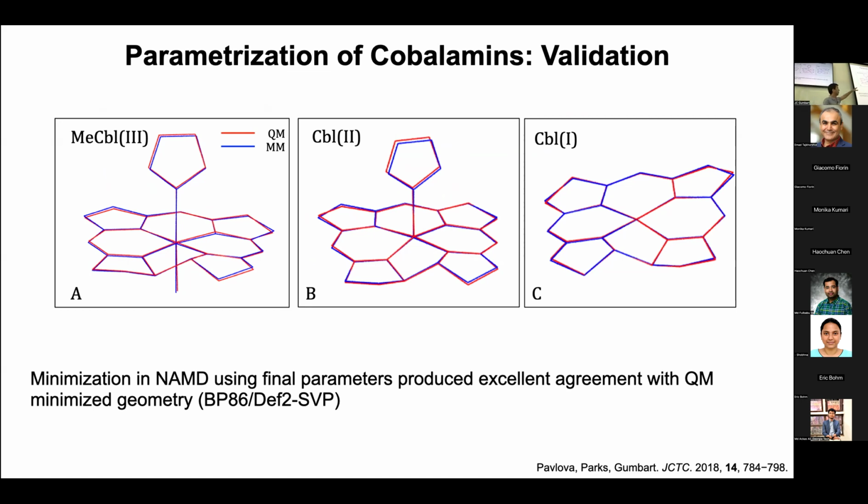And I mean, this corrin ring has a very interesting structure in that it's not totally planar. It's got little bends here and there. And the parameters are almost dead on. Like you see, even every little bend here in this ring was captured for the different charge states of the cobalamin. So the valence of 3, 2, and 1, it got them all perfect. So it can be done. Okay. Yeah, so minimization produced excellent agreement with the QM.